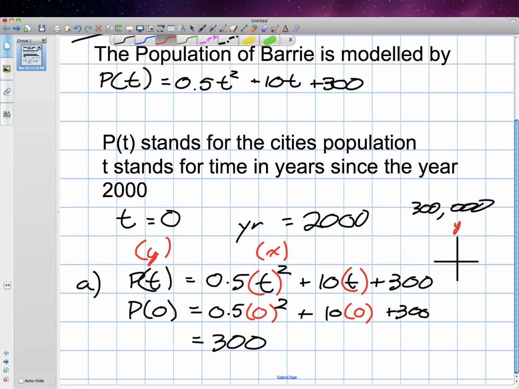So the y-intercept, and the reason that's the y-intercept, because along this line, that's when x is 0, or in this case, our t. T is our time, and y, or P at T, is our population. So in the year 2000, or in this case, when x is 0, the y-intercept is 300.